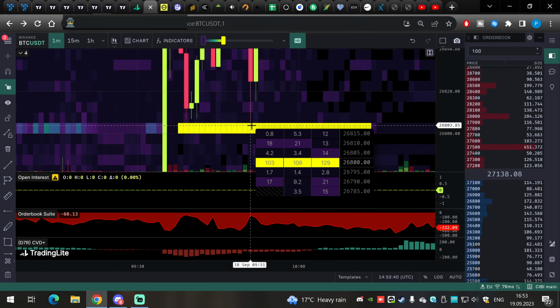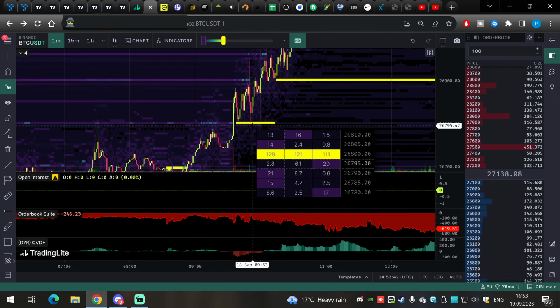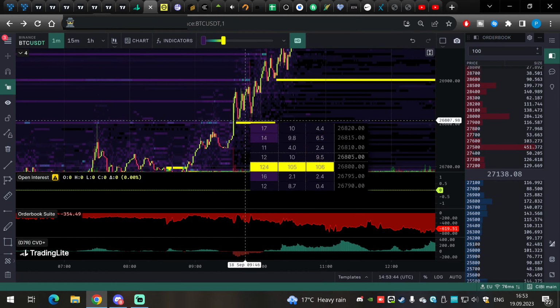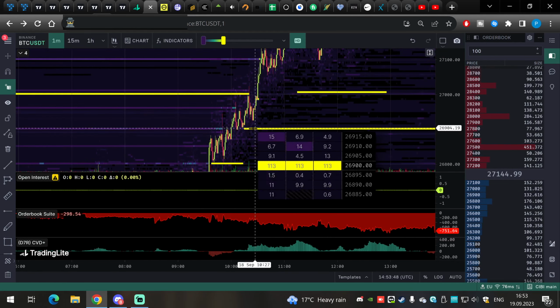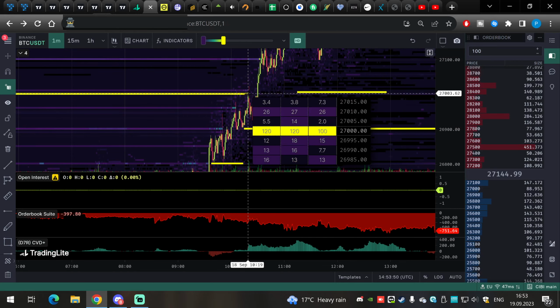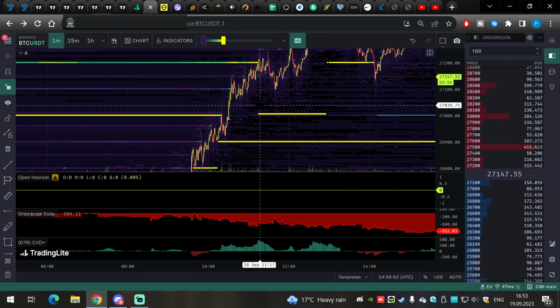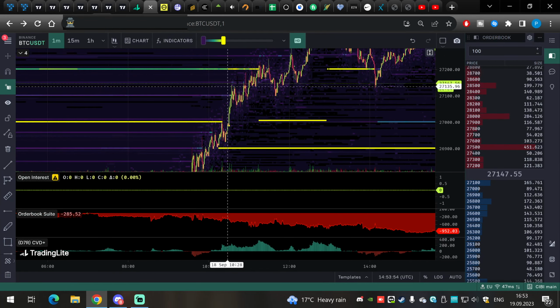The wall got kissed, but it was just one Bitcoin taken out, so there was no real test. Another supporting wall, so the market is pushing to the upside. You see you are getting scalped from this wall. Now let's push further. The market is still uptrending.